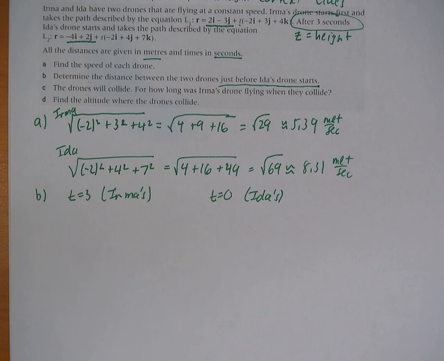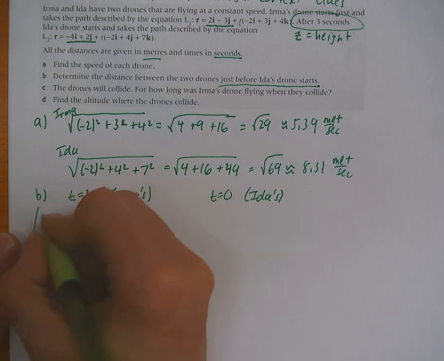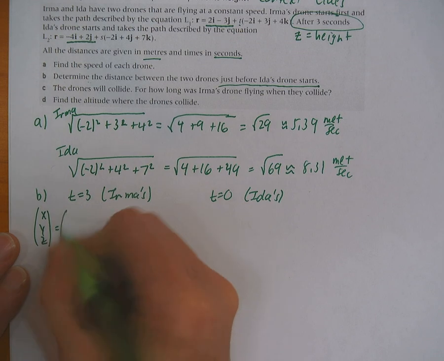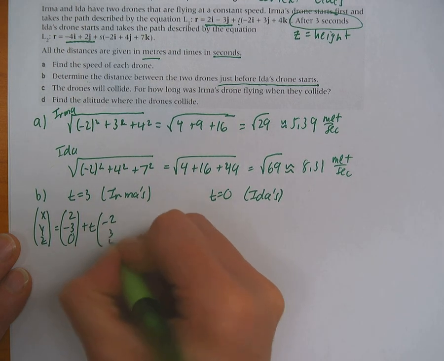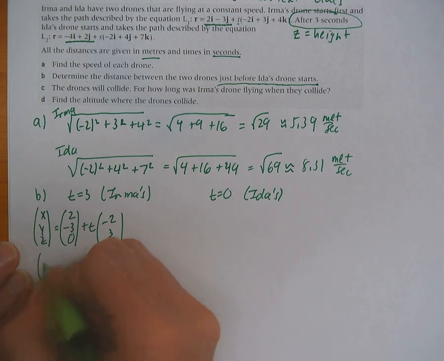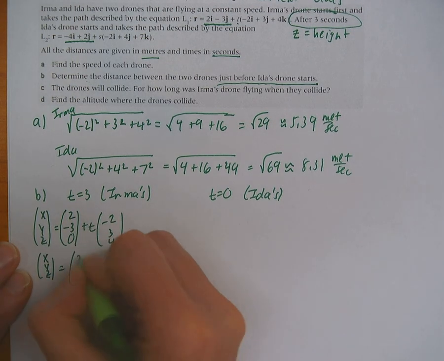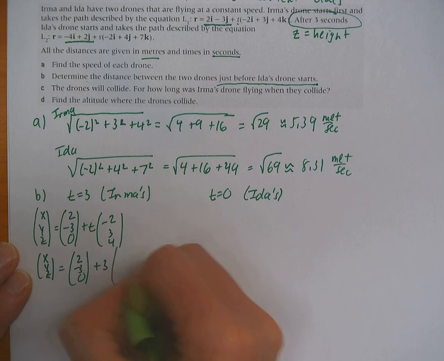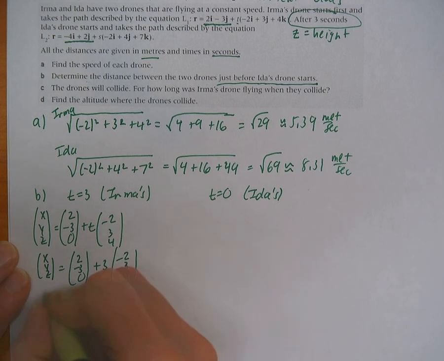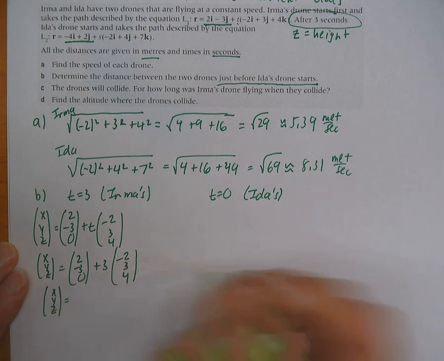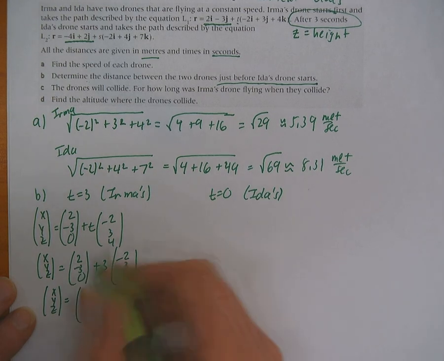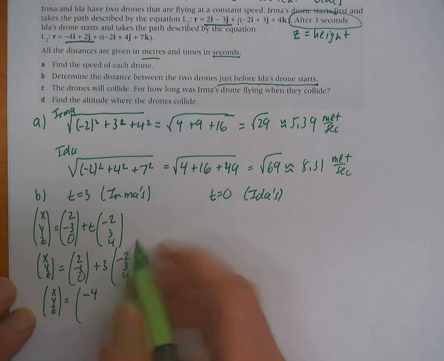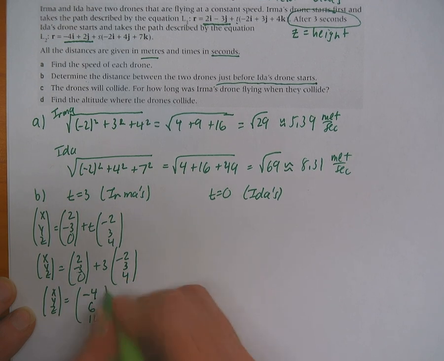So we can plug in a 3 and see where Irma's is. I'm going to rewrite mine as vertical. So 2, -3, 0 plus t, -2, 3, 4. I'm going to plug in t equals 3 here. So the position of Irma's drone is going to be 2 minus 6, -3 plus 9, and 0 plus 12.